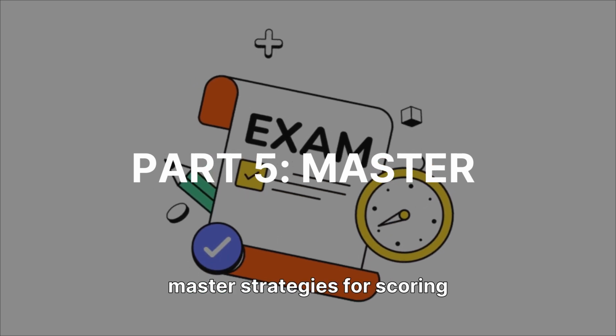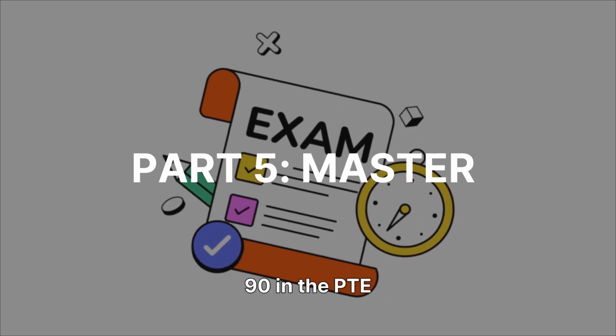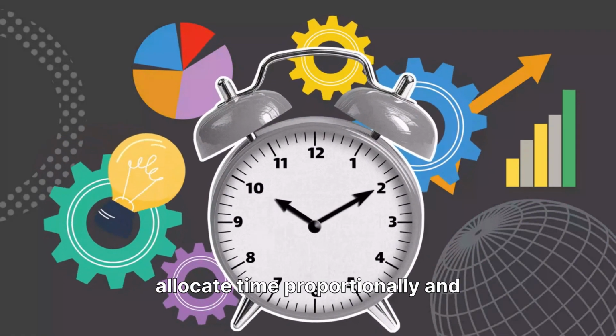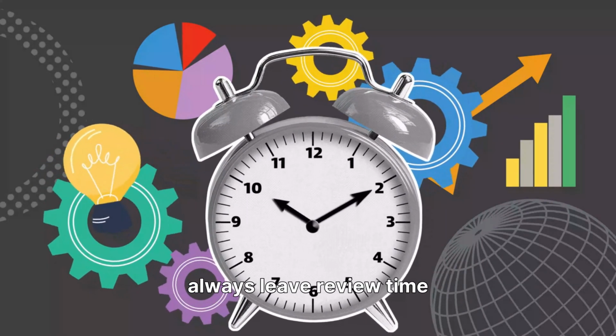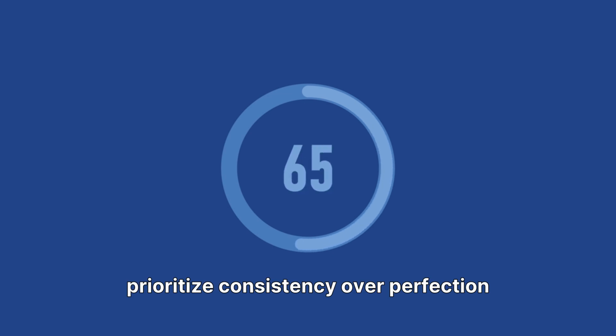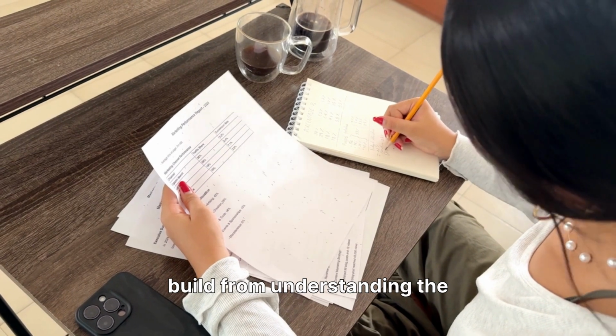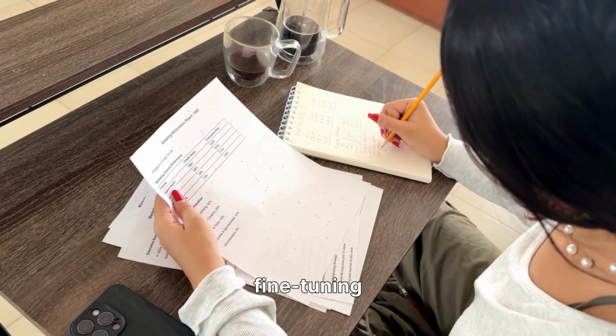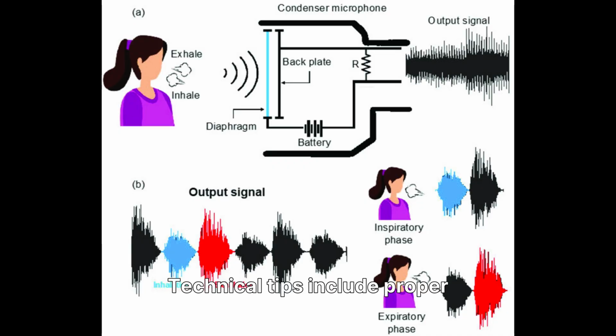Now, let's uncover the master strategies for scoring 90 in the PTE Academic exam. Effective time management is key. Never exceed limits, allocate time proportionally, and always leave review time. Embrace a 90-score mindset. Prioritize consistency over perfection and understand integrated scoring, focusing on high-impact questions. Your practice routine should build from understanding the format to focusing on weak areas, then daily mock tests, and finally fine-tuning. Technical tips include proper microphone positioning, effective screen management, and stress management techniques like deep breaths.